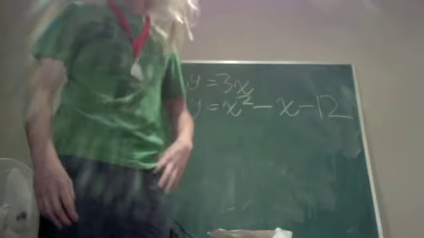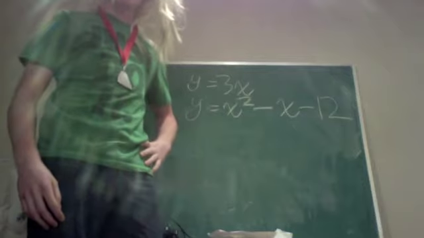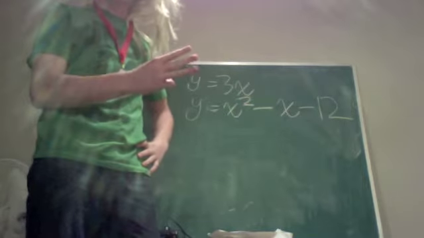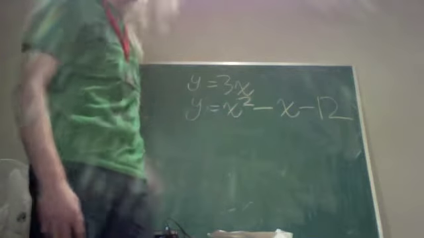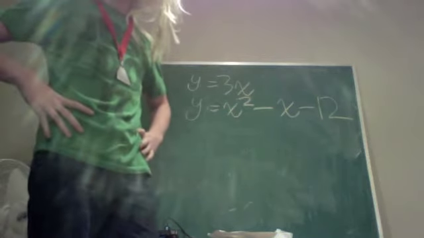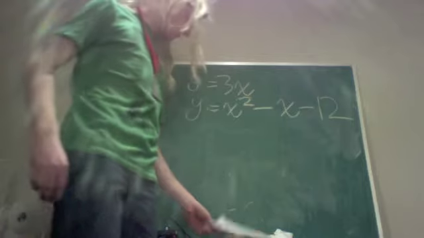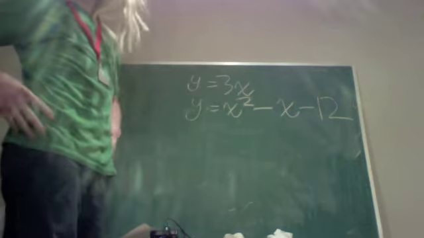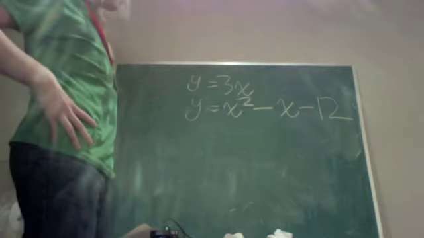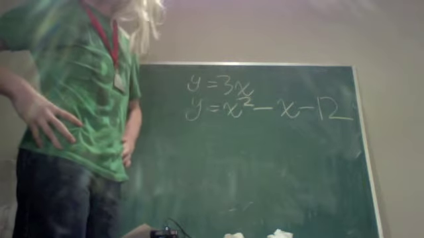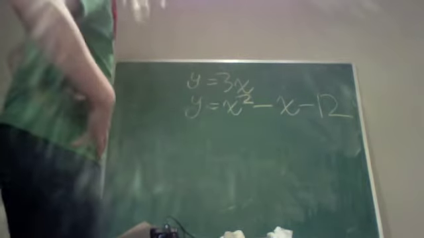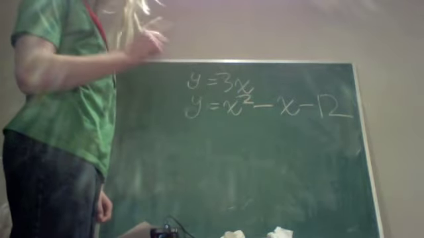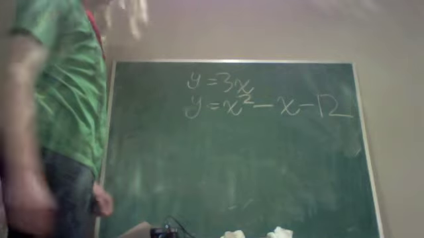Now, at first, quadratic equations might seem near impossible, but with 3 easy steps, we can turn these impossible equations into simple stuff. Let's start. Now, we're going to use the sample problem, y equals 3x, and y equals x squared minus x minus 12. The first step we're going to do is set both equations equal to each other.